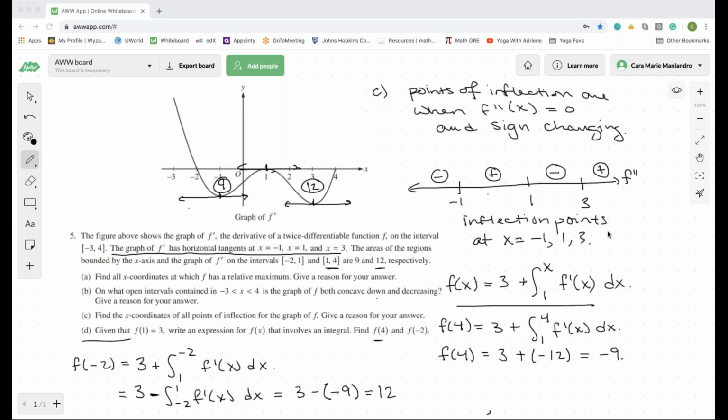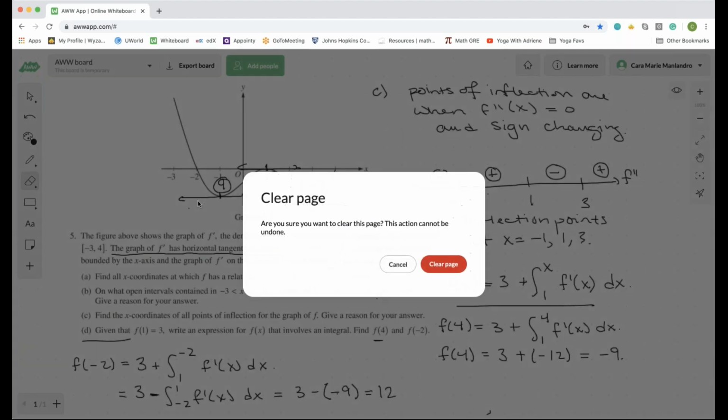All right, I'm going to pause. Make sure everybody's got that. Feel free to screenshot if you need to. Everyone okay if I erase? All right, I'm going to erase. And 3, 2, 1, erasing.